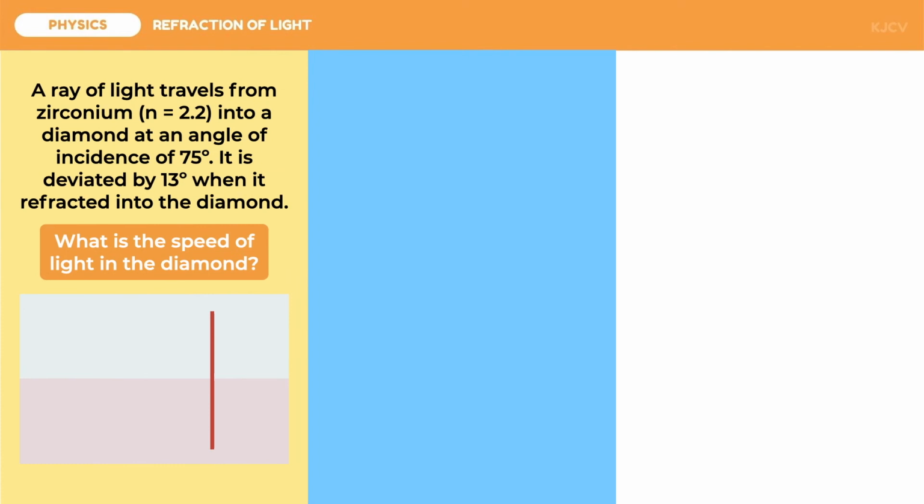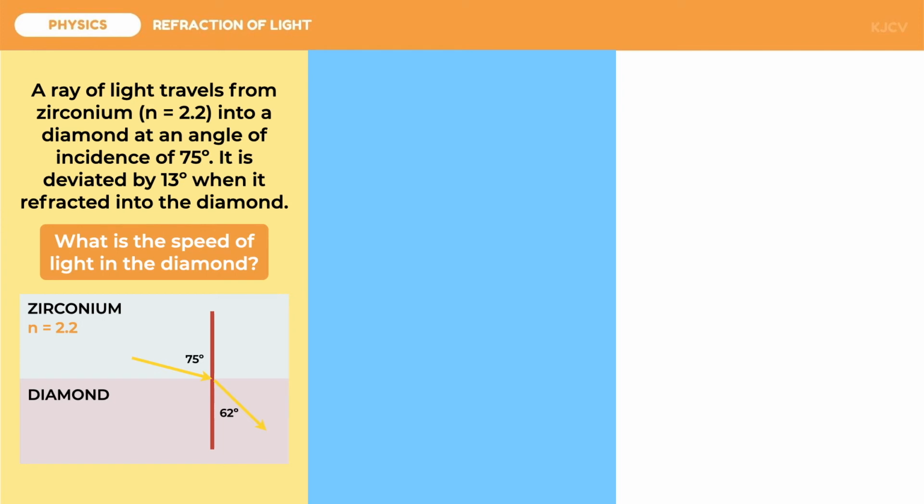As stated in the problem, light first travels in zirconium with a refractive index of 2.2. It creates an angle of 75 degrees from the normal. Next, it will refract to the second medium, which is diamond, with a deviation of 13 degrees from the original angle. That means that the angle of refraction is closer to the normal line by 13 degrees as compared to the angle of incidence. Thus, we subtract 13 from 75. We now have an angle of refraction of 62 degrees.